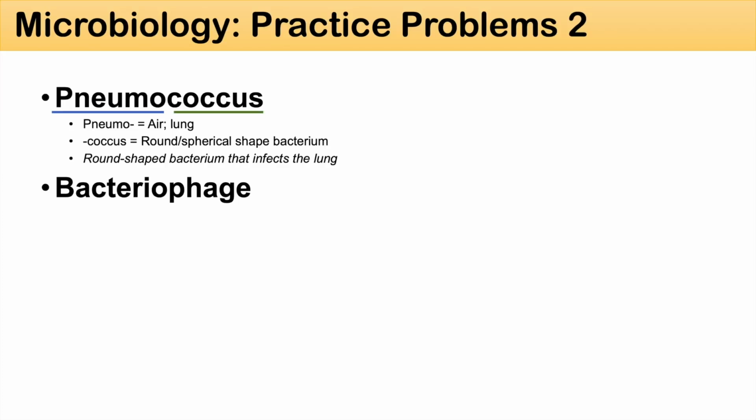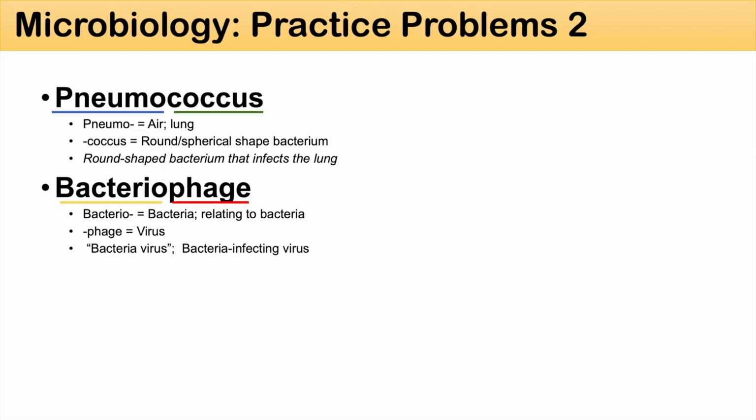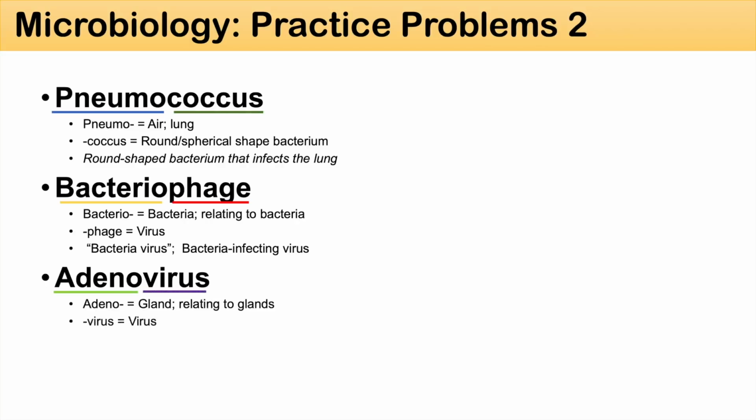A bacteriophage, if we break that down, bacterio, that's easy. That means bacteria or something relating to bacteria. And phage means a virus. So what does this really mean? A bacteria virus. Well, it actually means what it denotes. It's a bacteria-infecting virus. And the last word we're going to look at is adenovirus. What does that mean? Adeno, we learned in this lesson, means gland or relating to glands. And virus means virus. So adenovirus really means a gland virus. So it's a virus that infects or is related to infection of glands.